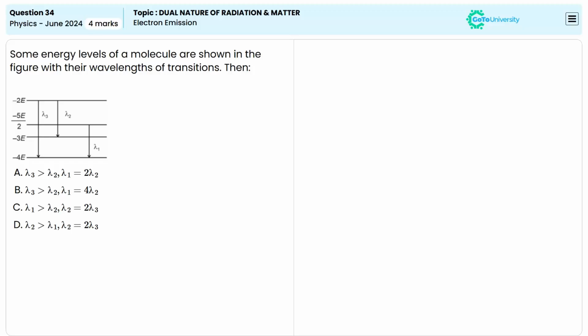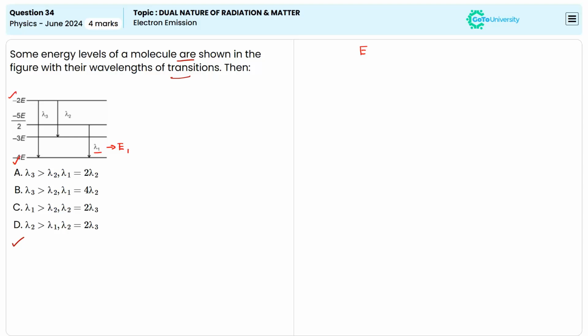Some energy levels of a molecule are shown in a figure with the wavelength of each transition. Here we have to select the option that correctly represents the details regarding the wavelengths. It's known that the energy of an emitted photon will be equal to the change in energy value.